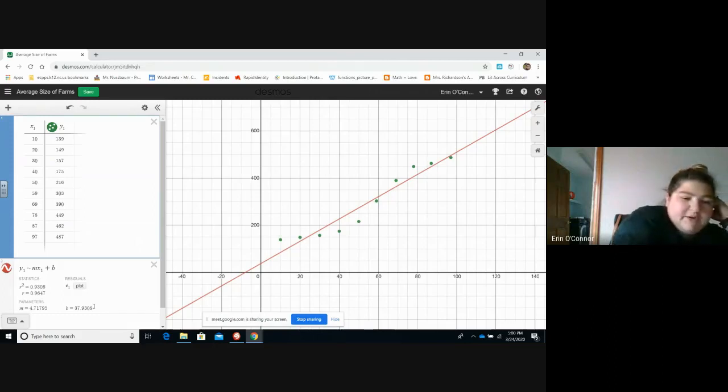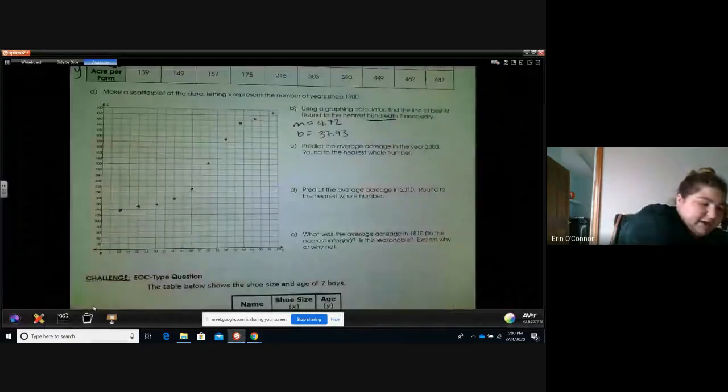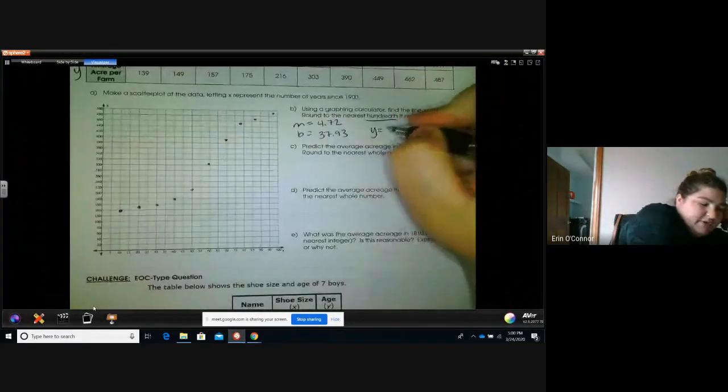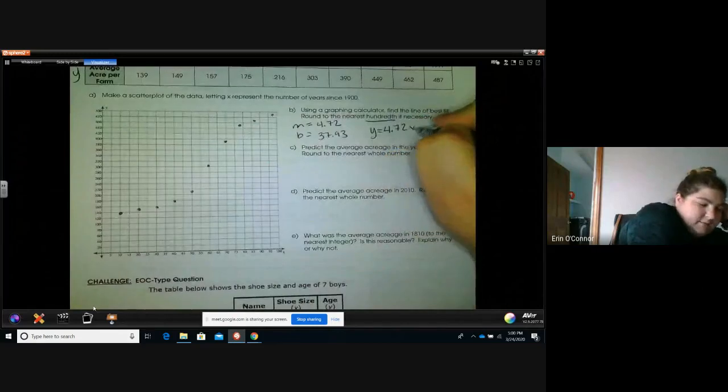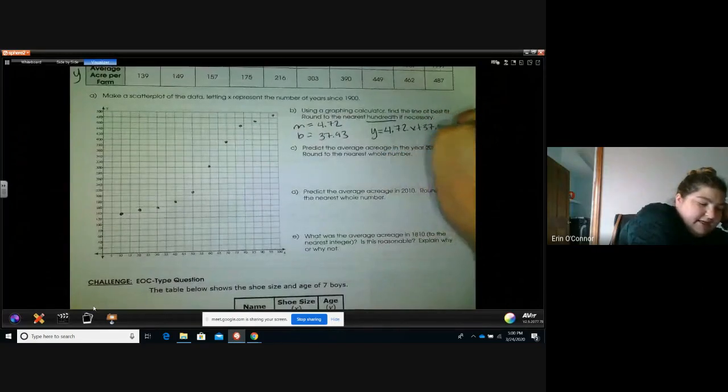Let's look at our R real quick. Our R is 0.96. That's our correlation coefficient. It's positive, which means we have a positive correlation, and we do because it's an increasing line. And it's really close to 1, so this is a strong positive correlation. All right, coming back over here, let's write our equation. Y equals 4.72x plus 37.93.